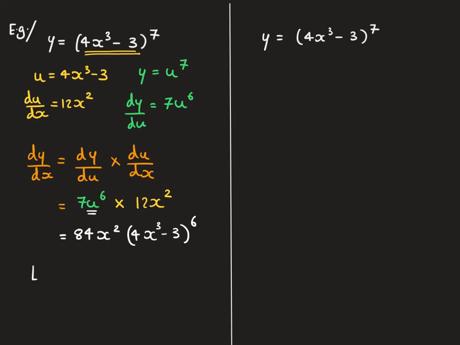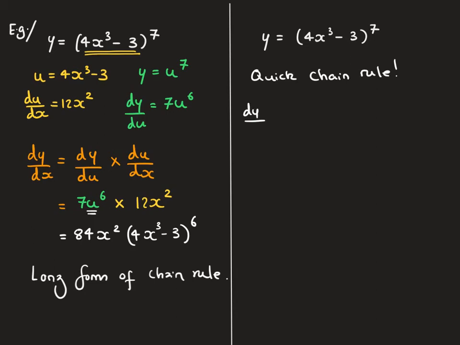Now, that of course uses the long form of the chain rule. Can we get to the same answer using the quick chain rule? I'm confident that we can. So dy by dx, notice it's a power function. That's the crucial thing here. It is something raised to the power of 7. Later on, when we explore differentiating different types of function, it'll become increasingly important to identify what sort of function you are dealing with in each case.